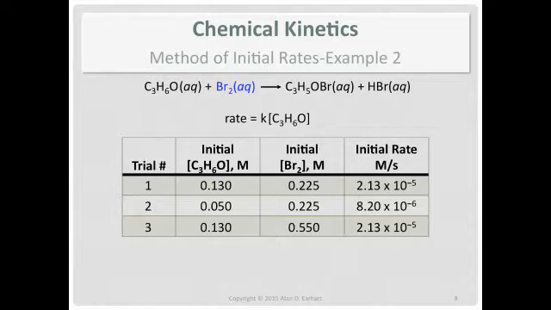So this is what happens when one of the reactants is zero order. You change the concentration of that reactant and you do not expect it to have an effect on the rate. And if you compare the rates for trial 1 and trial 3 in that table, that's what you see. You change the concentration of bromine and the rate doesn't change.